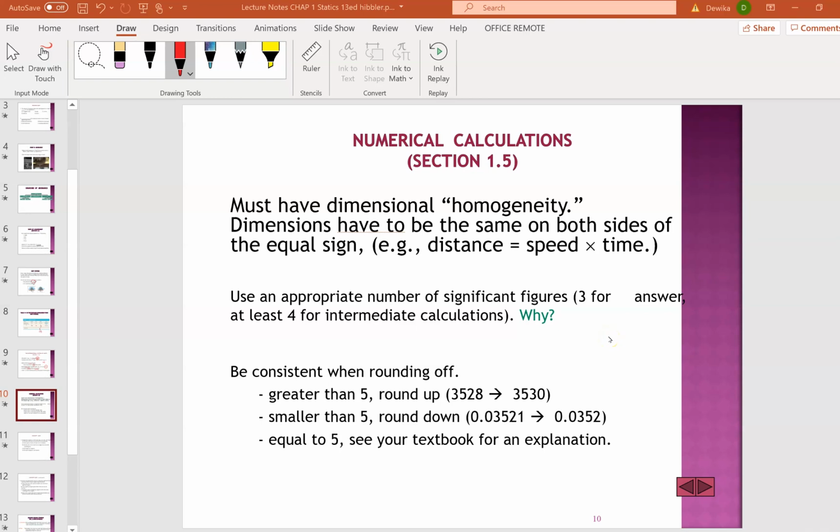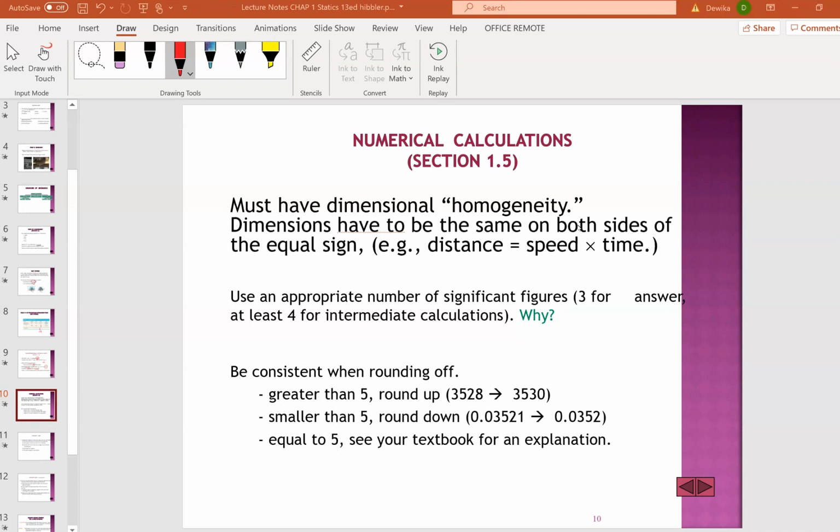Welcome back. We'll be going into chapter 1.4, which is the numerical calculation. So what we need here is the dimensional homogeneity. What does it mean by dimensional homogeneity? It means both sides of the equal sign have the same unit.